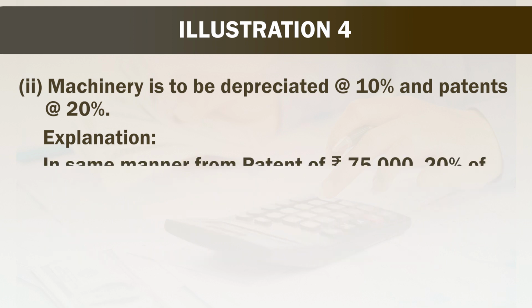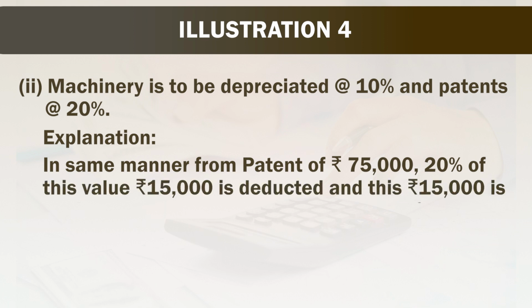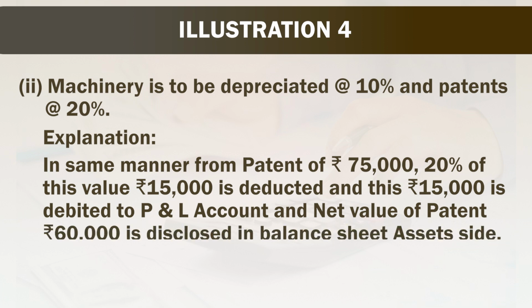The second item is about patent. We are given patent of rupees 75,000, and 20% of this value, rupees 15,000, is deducted and debited to profit and loss account, and the net value of patent, rupees 60,000, is disclosed in the balance sheet on the asset side.